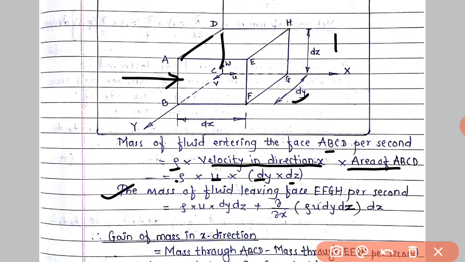Now the mass of fluid leaving through face EFGH will be given as rho u dy dz plus ∂/∂x of rho u dy dz into dx. So this is the mass of fluid leaving through EFGH. What we have to do here is take the fraction of mass entering plus the fraction of mass entering for the mass leaving the fluid per second.